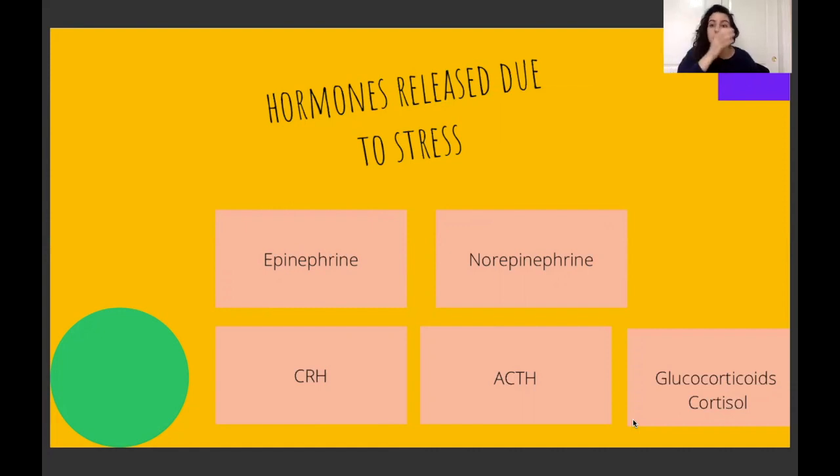Which one is released from the hypothalamus? Which one is released from the anterior pituitary? Which one is released from the adrenal gland? Which type of adrenal gland? Know all that. Okay, and just a little tip.